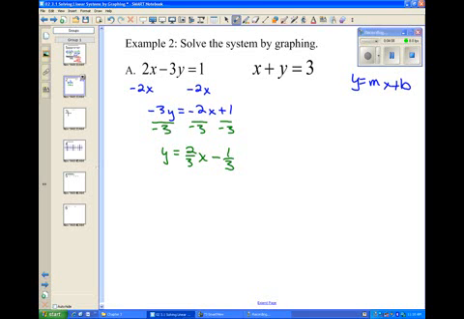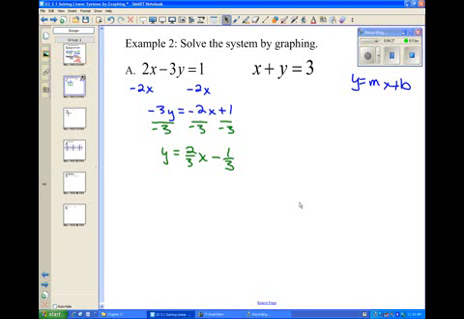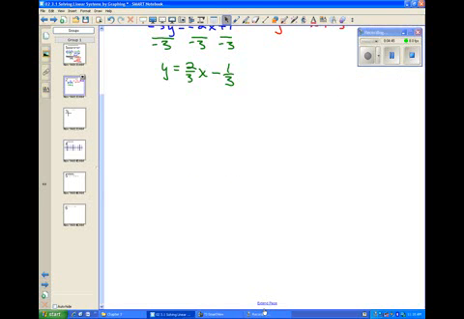It's solved for y, so I can pull up my calculator. I can go to y equals, and I can plug in 2 divided by 3 x minus 1 divided by 3. There's my first equation. Let's check my second equation. I have to solve this for y first. So the first thing I want to do is subtract x from both sides. Y is equal to negative x plus 3. That's in slope-intercept form, y equals mx plus b. So I can plug that into my calculator.